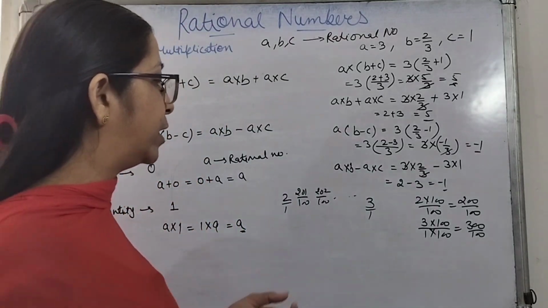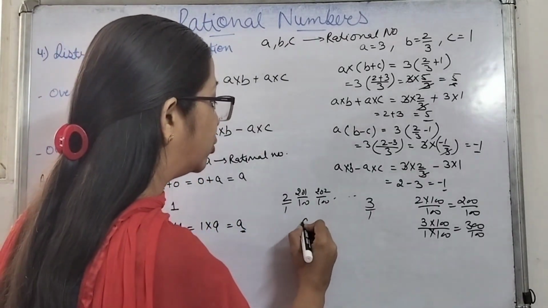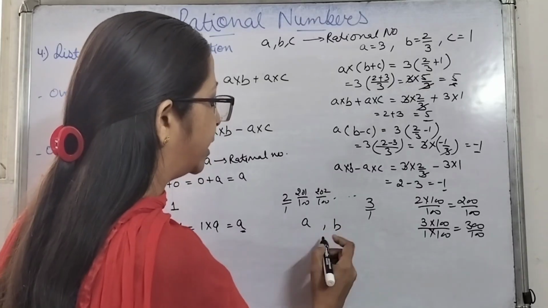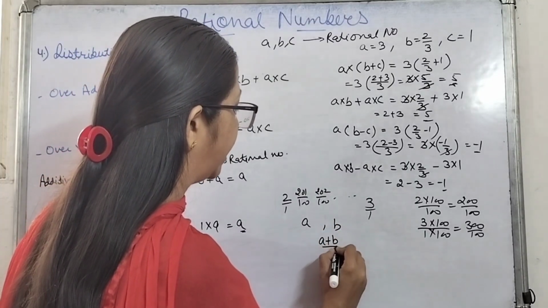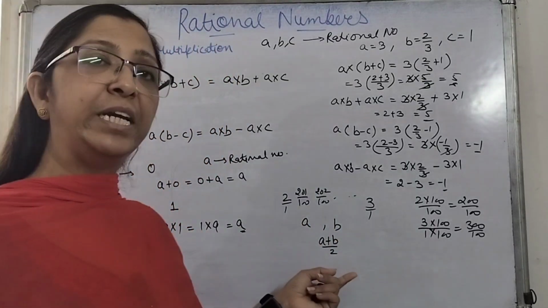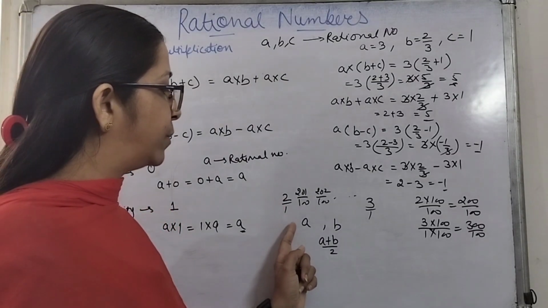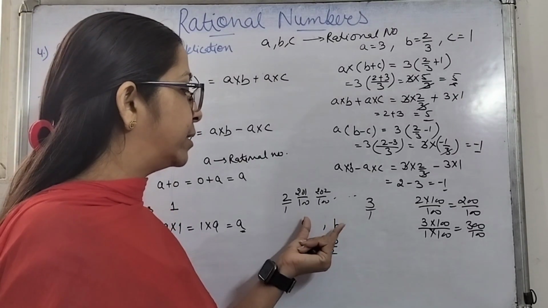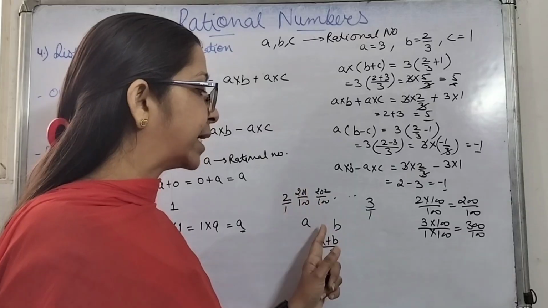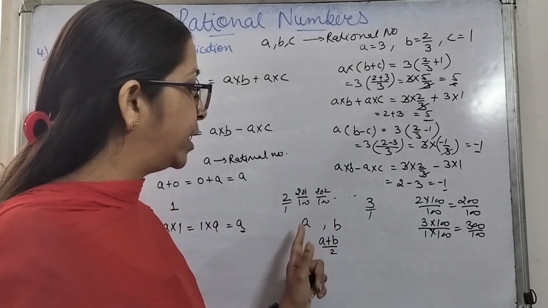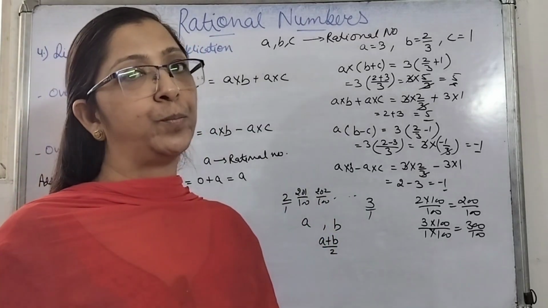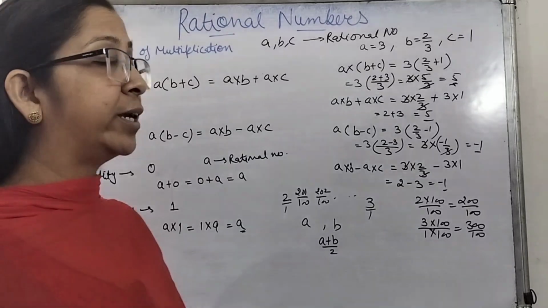And the general formula for finding the rational number between any two given rational numbers A and B is A plus B by 2. This is how we can find the mean also. So if there are two rational numbers, one is A, another is B, then the rational number which will lie exactly in between these two rational numbers will be A plus B by 2. This is all about rational numbers.